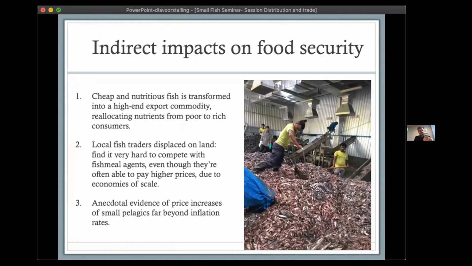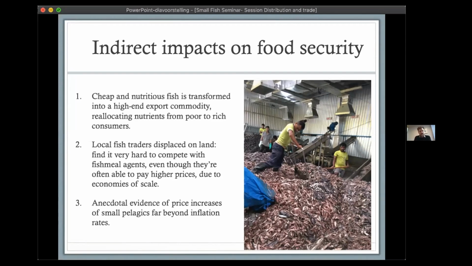Secondly, what we found was that local fish traders are in a way displaced on land, and they find it extremely hard to compete with fishmeal agents, even though they're often able to pay higher prices. And that's basically due to the economies of scale in how these harbors work. These fishmeal agents make agreements with ring seiners and trawlers. They make advance contracts for a full year. And they can basically buy up any fish that is being landed in bulk. Small-scale traders have much more difficulty dealing with those economies of scale, even though they're able to pay higher prices, because the price for sardine on the local market is of course much higher than the price for sardine offered by a fishmeal factory.